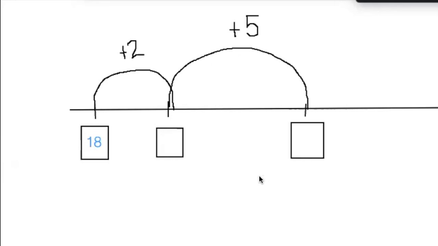So we are going to start at the number 18. To make a 10, we're going to add 2, and that will give us the number 20. From there, we're going to add 5 more because 2 plus 5 equals 7. So if I hop 5 more down the number line, that is going to give me the number 25.